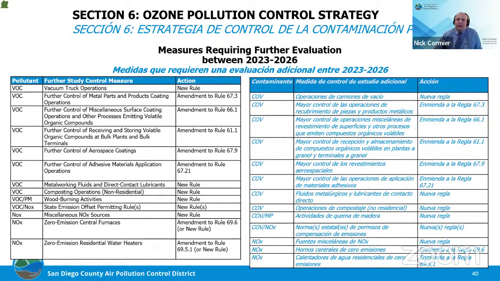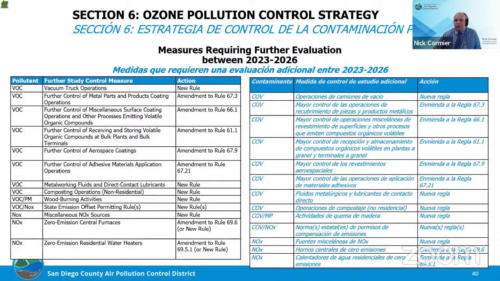APCD also looked at additional measures that are not yet ready to schedule as proposed measures and require further analysis over the next 3 years. These possible measures require more time to assess and are not likely to be scheduled for possible adoption or amendment until the next RACs update is completed.